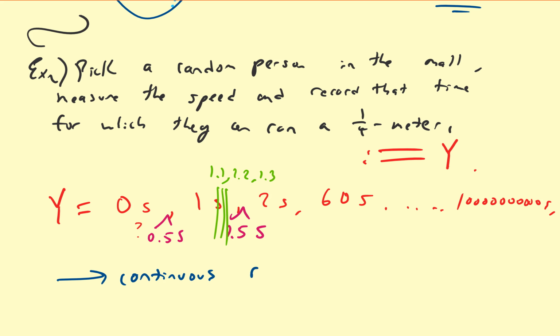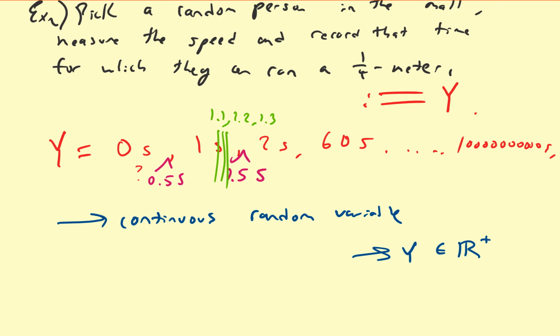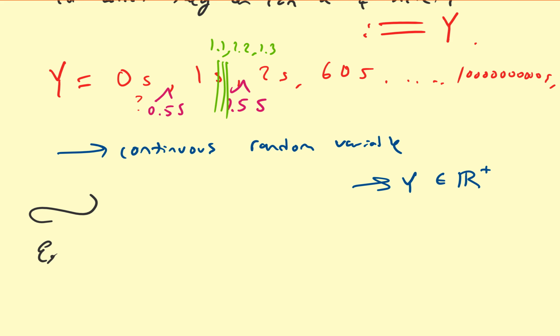So continuous random variable. Namely, y belongs to the set of real numbers. And it has to be positive, of course. You can't have a negative time, unless you're time traveling or some crazy stuff. All right, so let's take a third example. Example 3. Suppose we play an arcade game.